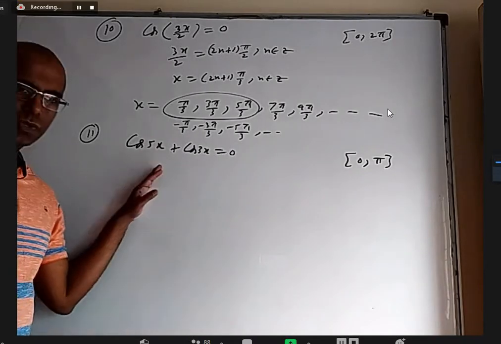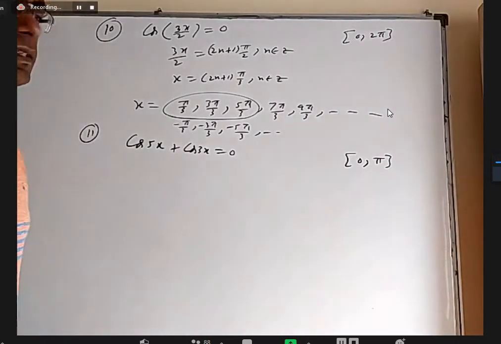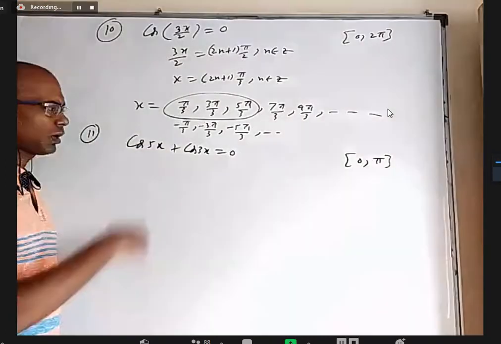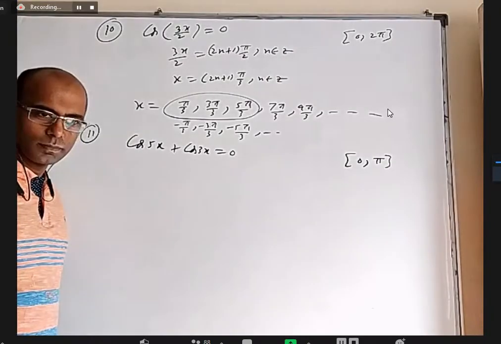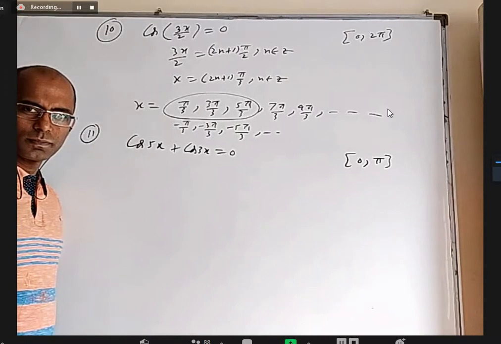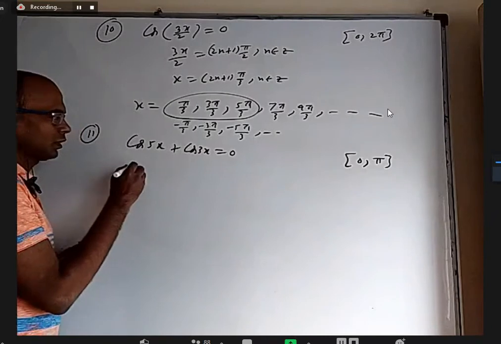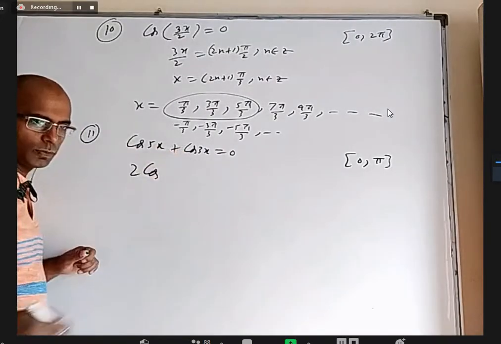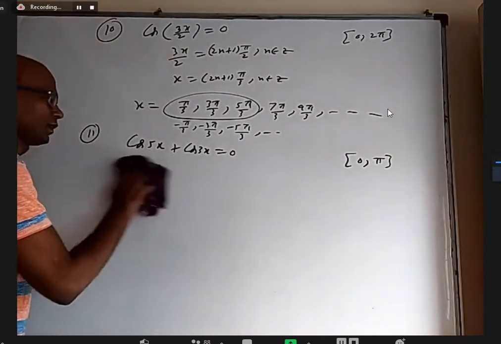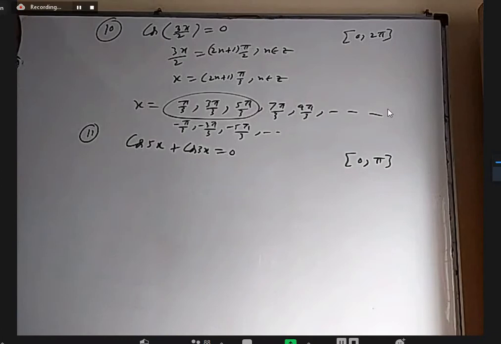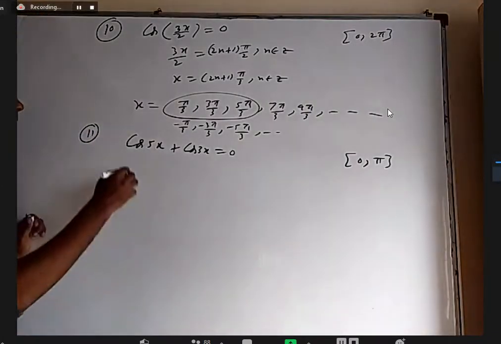Anybody want to give an idea how to proceed further for this 11th one? Transformation formulas. Yes. Cos C plus cos D. You can apply transformations. Just apply transformations. 2 cos (c plus d) by 2. All of you remember, long ago we discussed a chapter called transformations. All of you remember, right? Yes, sir. Okay.